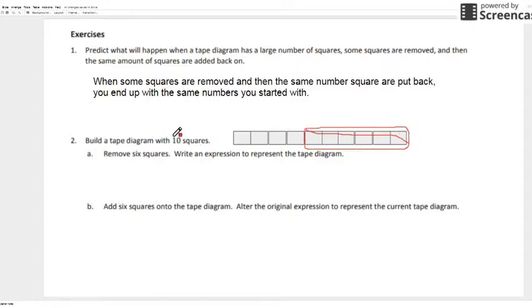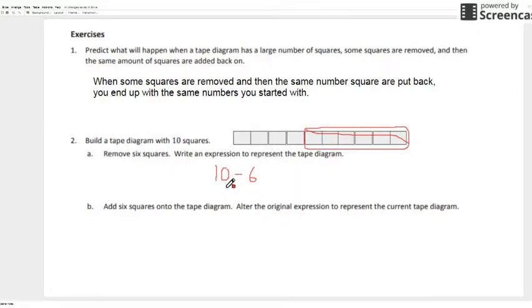If I was to write an expression for this, well, I started off with 10 squares, and then I removed 6 of them. What operation would be going with this? Well, I started with 10, I subtracted, or I got rid of these 6, and now I'm only left with these 4. This is an expression. We wouldn't put equals 4, that would be an evaluation. So this is called an expression, just what happened, what went on.